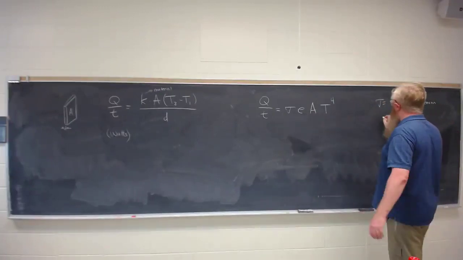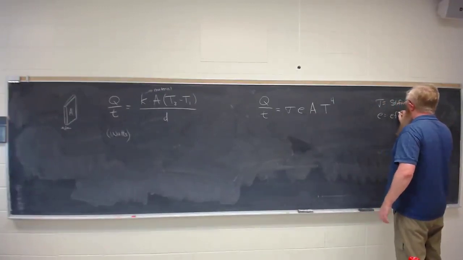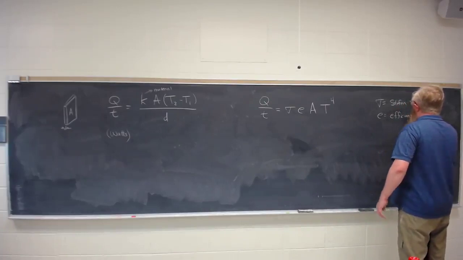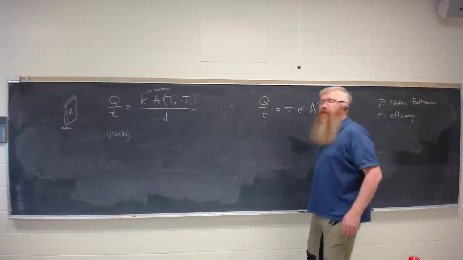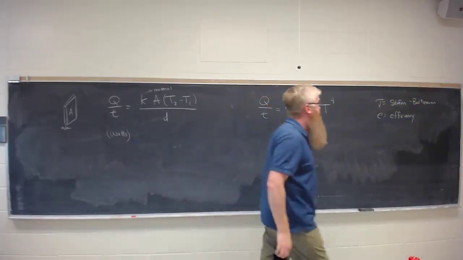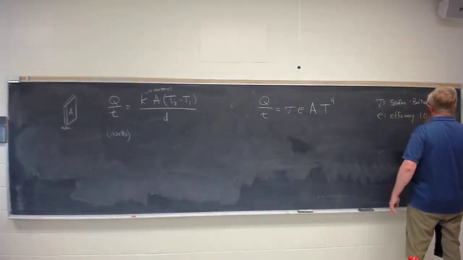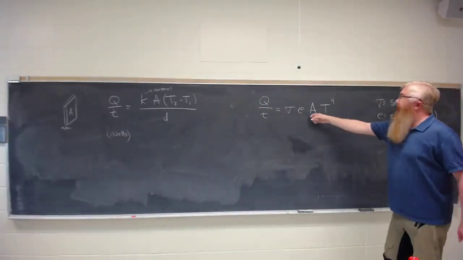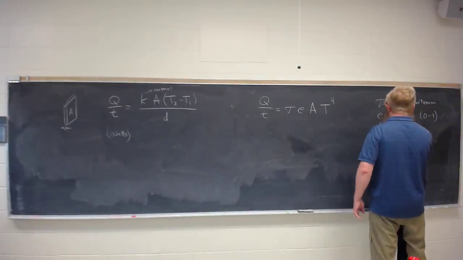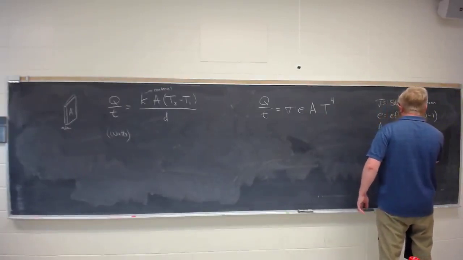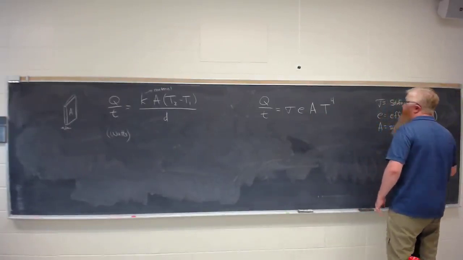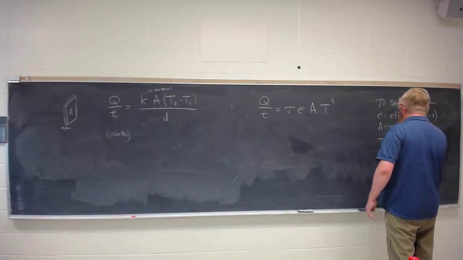E is the efficiency of heat transfer. It's a number between 0 and 1. Has to be between 0 and 1. A is the total surface area of the object, and T is the temperature, again in Kelvin.